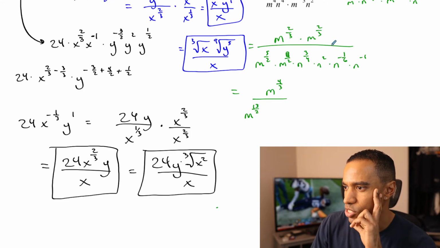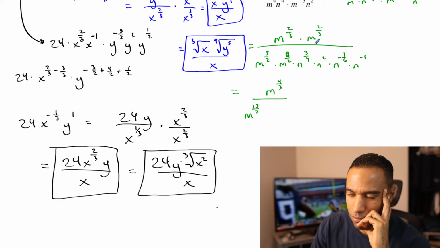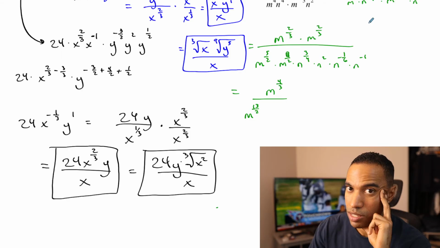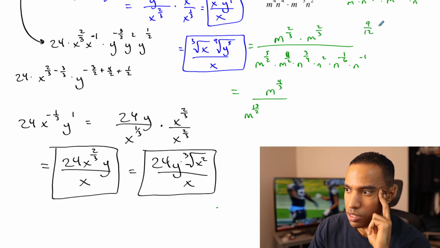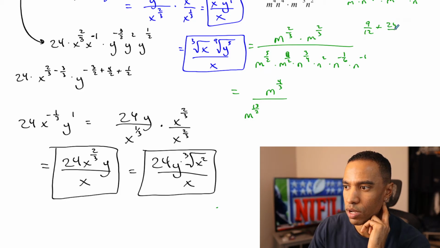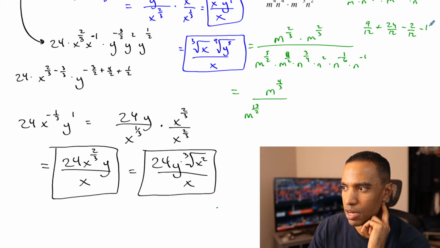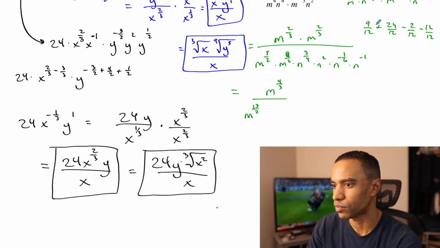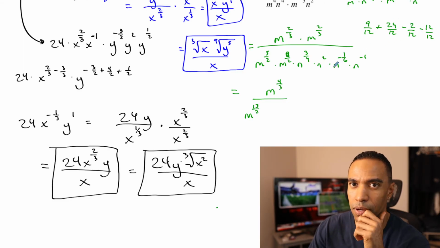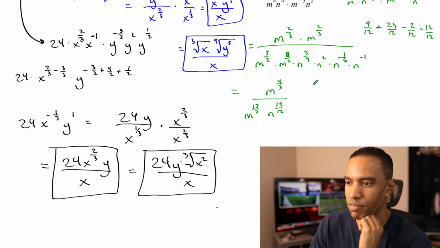And okay, 4 and 6 have an LCM of 12. So this is 3/4 is 9/12 plus 2 would be 24/12 minus 2/12 minus 12/12. So that'll be 33 minus 2 is 31 minus that is 19. N to the 19/12, I believe.